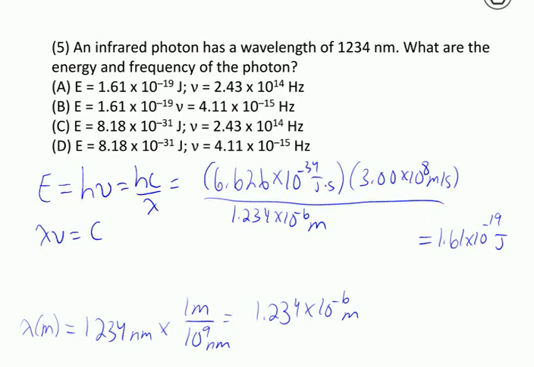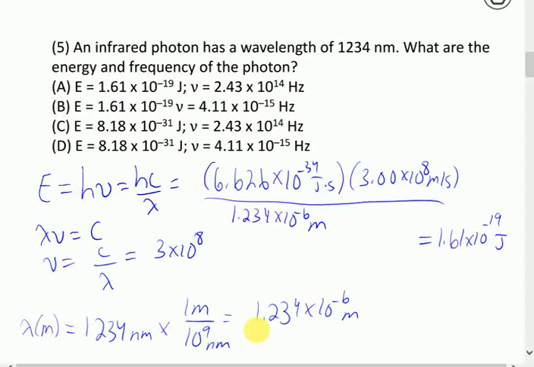And then finally, the second part, which is the frequency. Now that we have the energy and the wavelength, we can use either of these equations to find frequency. It'll give us the same number. Let's use the wavelength equation since that's what we're given. So if we solve for frequency, nu is equal to c over lambda.